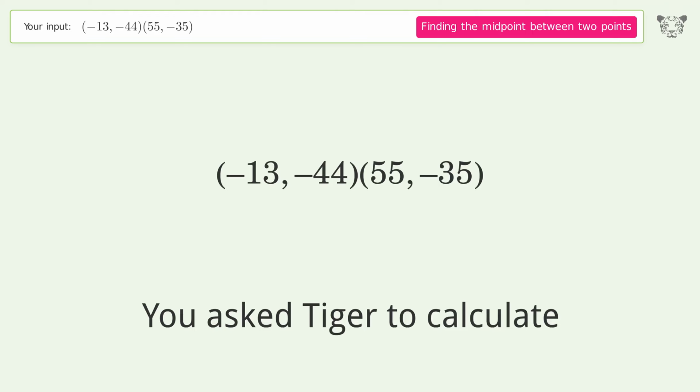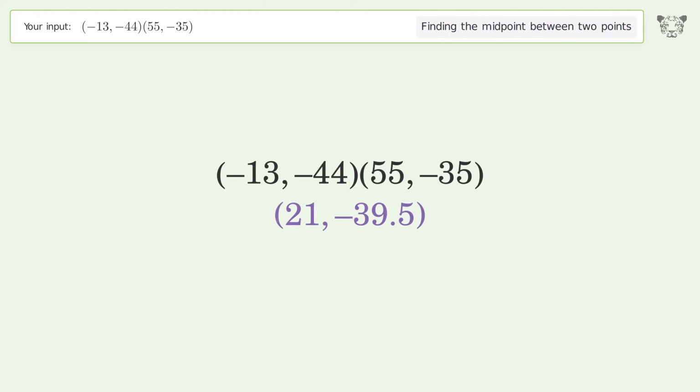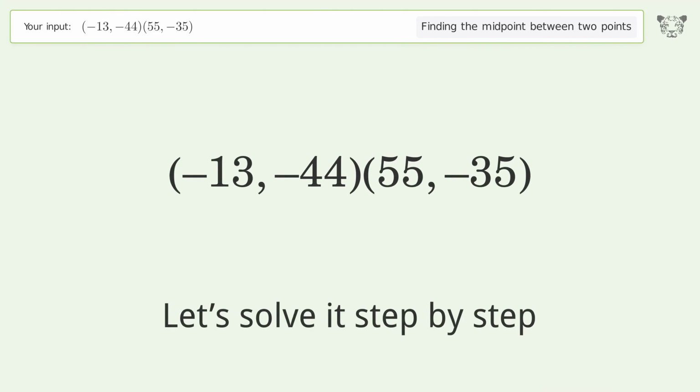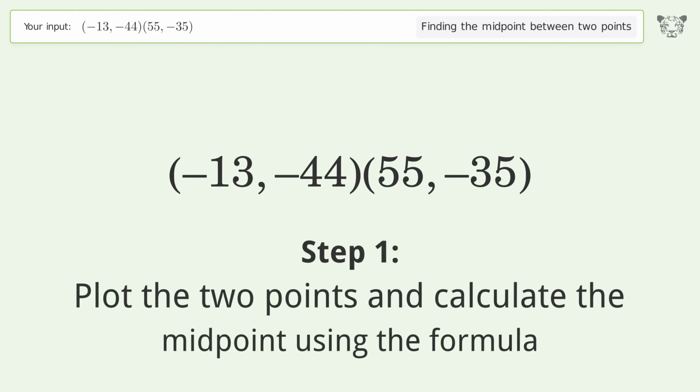You ask Tiger to calculate. This deals with finding the midpoint between 2 points. The midpoint between the 2 points is 21, negative 39.5. Let's solve it step by step. Plot the 2 points and calculate the midpoint using the formula.